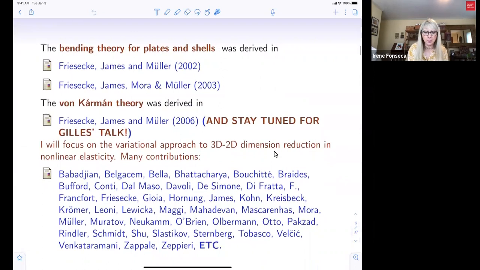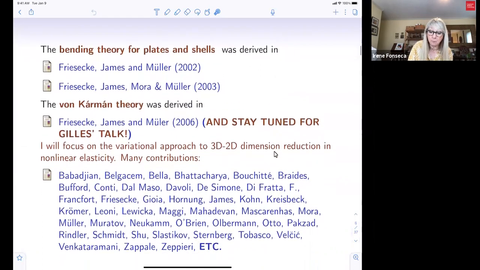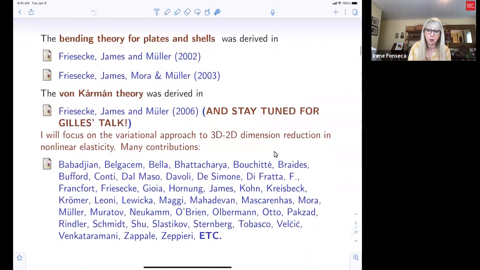So that is the membrane theory. Bending theory for plates and shells was work of Fonseca, James, and Mueller, much later on, in the early 2000s, and then Fonseca, Friesecke, James, Mora, and Mueller. And then the von Kármán theory again opened a whole body of new literature. There are the so-called rigidity estimates, which now are ubiquitous in most of this work. And that's Friesecke, James, and Mueller. As I say, stay tuned for Gilles' talk. He's going to talk a lot about that.